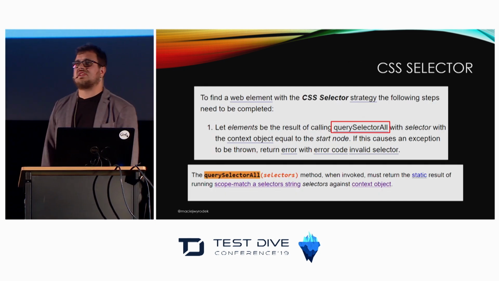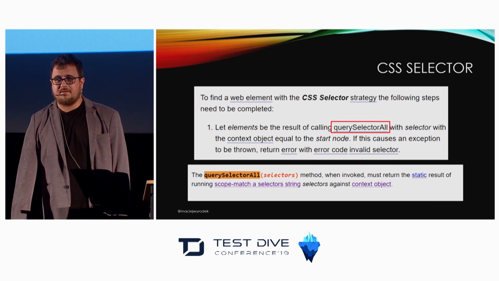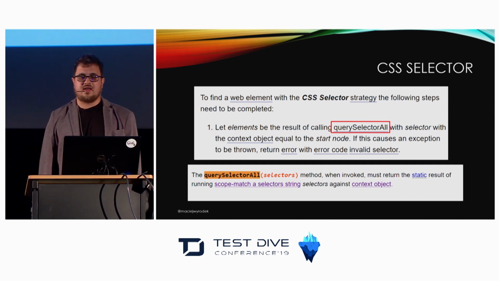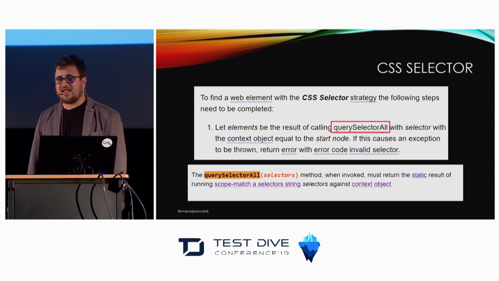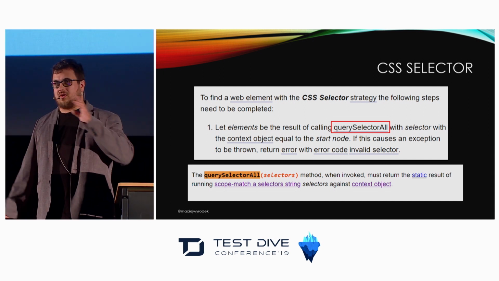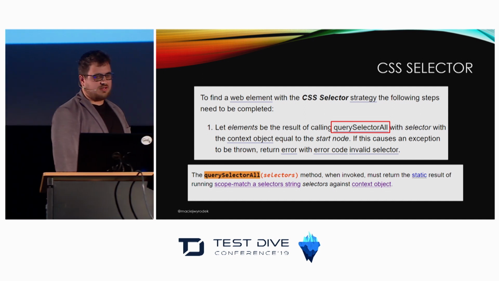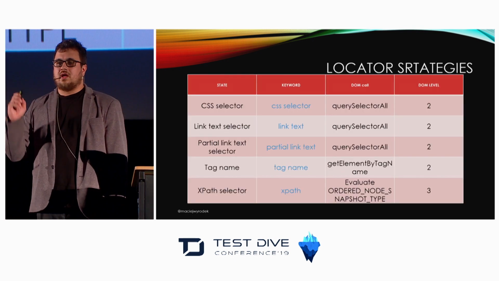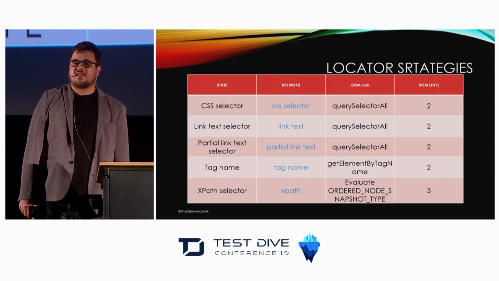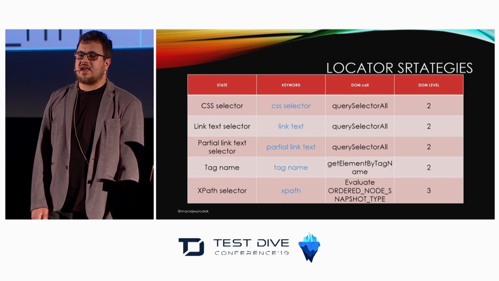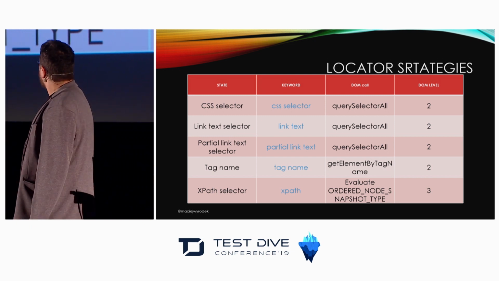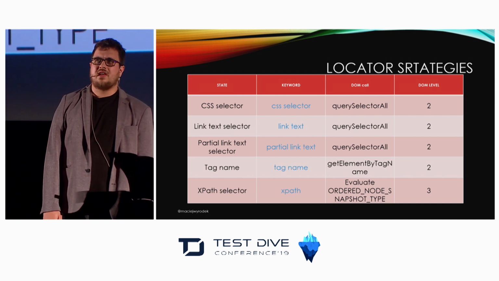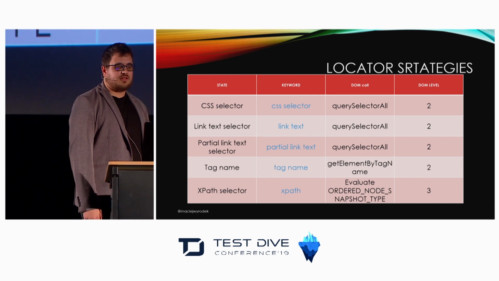The standard is also saying what's happening under the hood. Basically, we are calling the DOM, Document Object Model, method called querySelectorAll, and it's doing all the work there. And the same happens for link text and partial link text. The difference is only tag name, which is using getElementsByTagName, and the XPath selector, which is using a mechanism called evaluate, which is a special mechanism created for XPaths. Basically, it has its own big documentation.